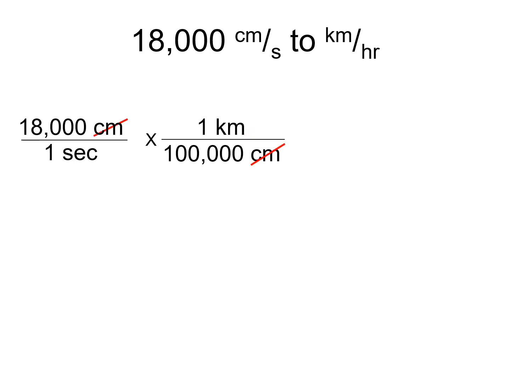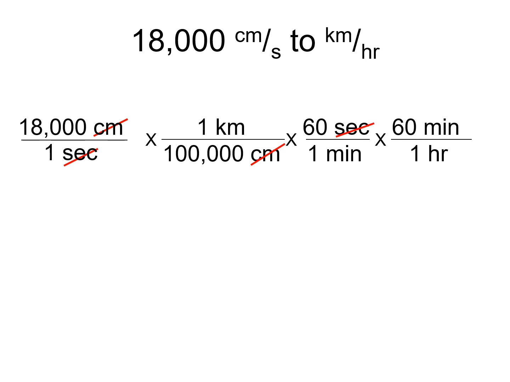That gets my numerator to where I want, but now I need to get the denominator to hours. To go from seconds to minutes, 60 seconds equals 1 minute. Notice that since seconds is in the denominator, I now put seconds in the numerator. And I put my new unit of minutes in the denominator, and the numerator and denominator are equal to each other. So that'll cancel the seconds, but now I need to convert minutes to hours. So 60 minutes equals 1 hour.